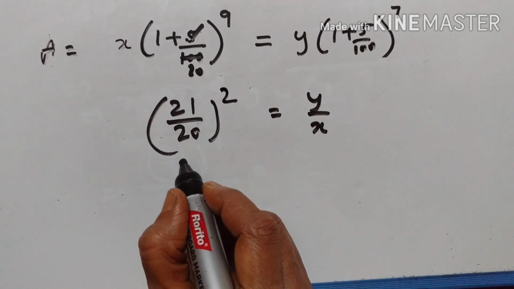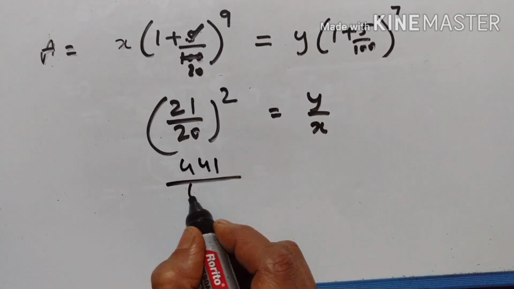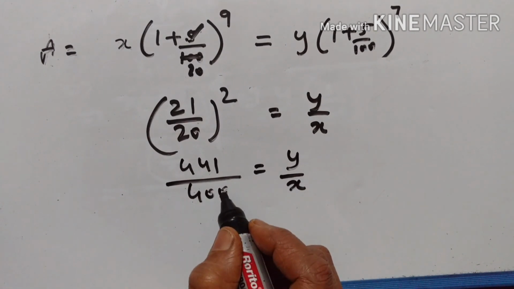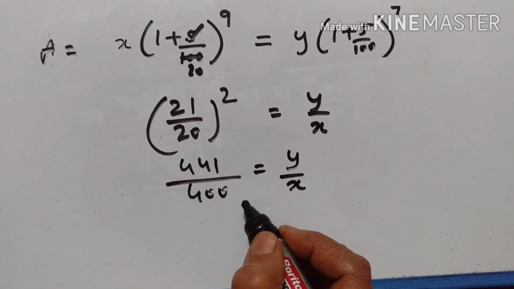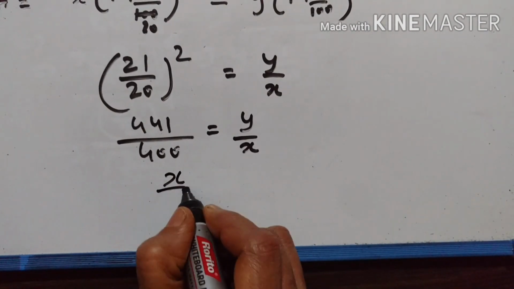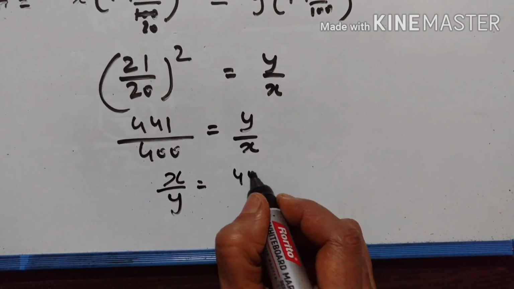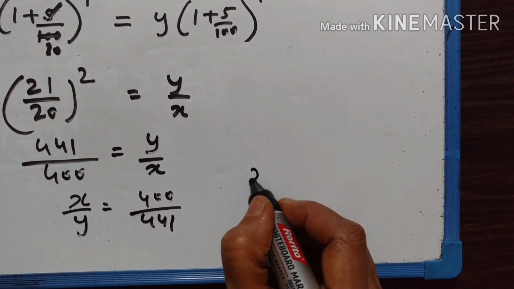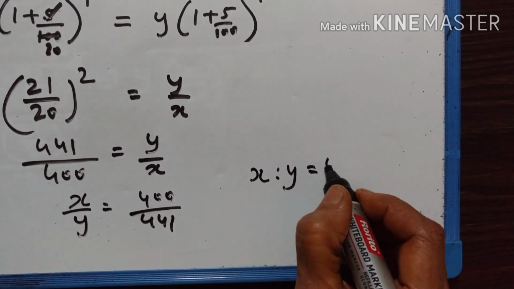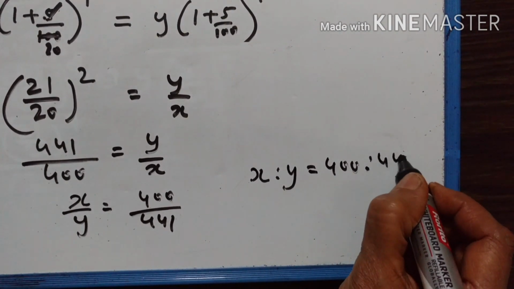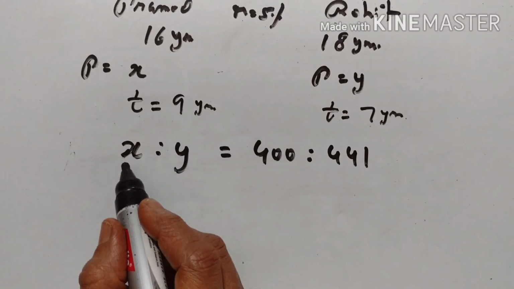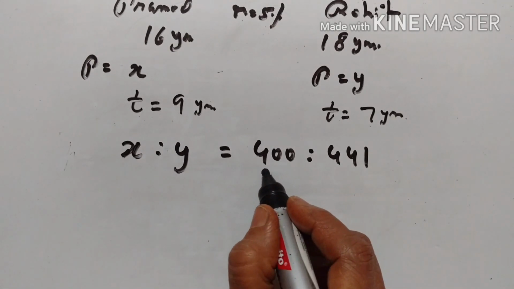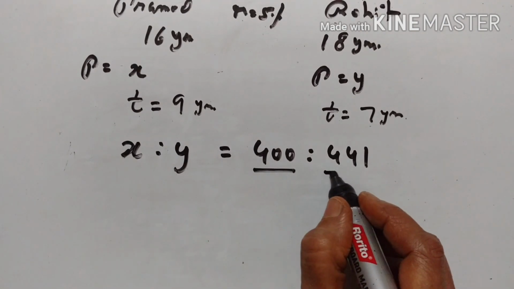So 21 square is equal to 441. 20 square is equal to 400. So y upon x is equal to 441 upon 400, or x upon y is equal to 400 upon 441. That means x is to y is equal to 400 is to 441. So Pramod and Rohit must invest the money in the ratio 400 is to 441.